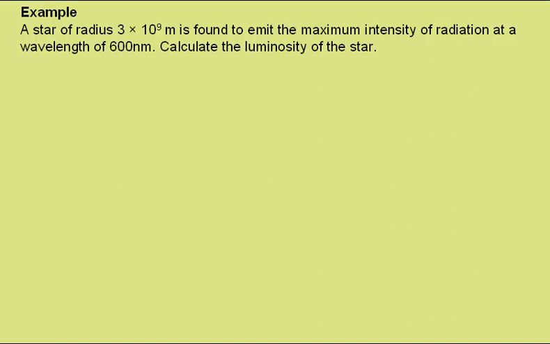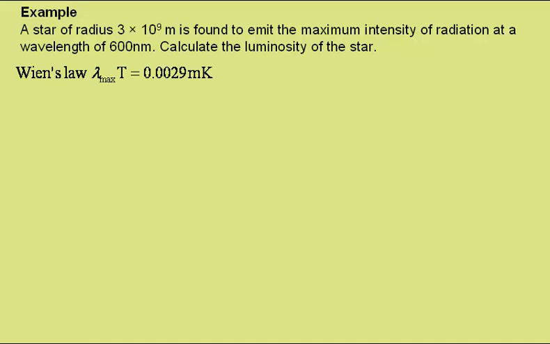Let's run through this example. A star of radius 3 times 10 to the 9 meters is found to emit its maximum intensity of radiation at a wavelength of 600 nanometers. That's 600 times 10 to the minus 9 meters. Calculate the luminosity of the star.